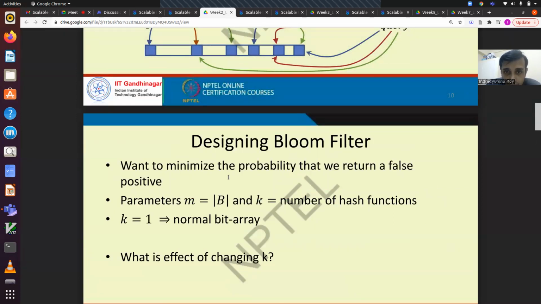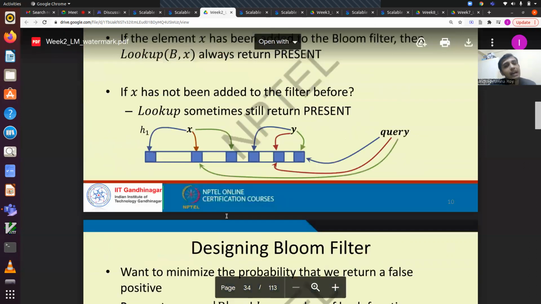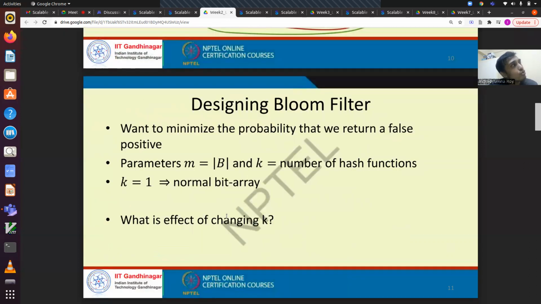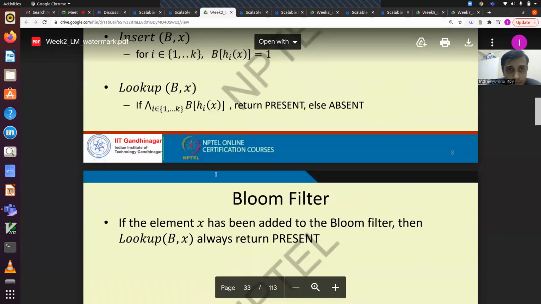K is equal to 1. Sir, m is the length of the bit vector. Size of the bucket, I think. Size of the bucket will be 2 to the power of the bit vector length, right? Yes. Size of the bucket will be 2 to the power of the length of the bit vector, no? Right.